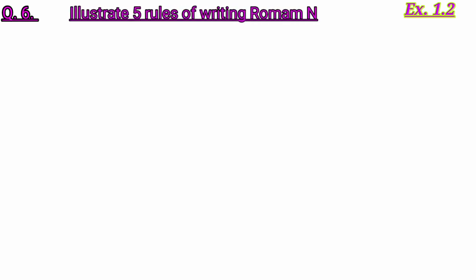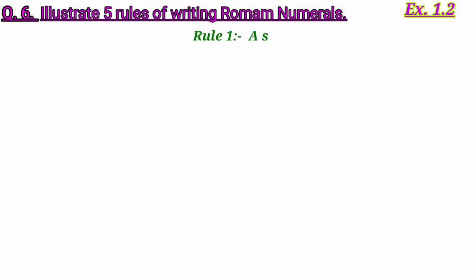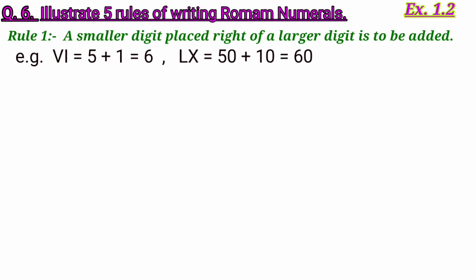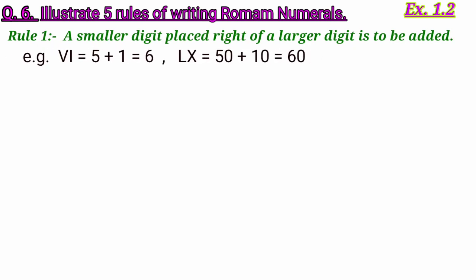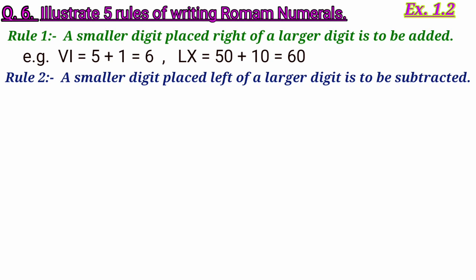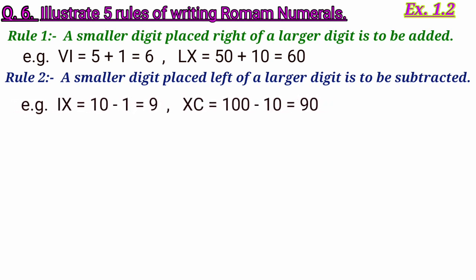Next is question number 6. What is asked in question number 6? Question number 6 is, illustrate 5 rules of writing Roman numerals. The first rule is, when a smaller digit is added, then it will be placed to the right of the larger digit, then the smaller digit will be added. Then the second one is, if the smaller digit is placed on the left side of the larger digit, then that smaller digit will be subtracted from the larger digit. That is the second rule.